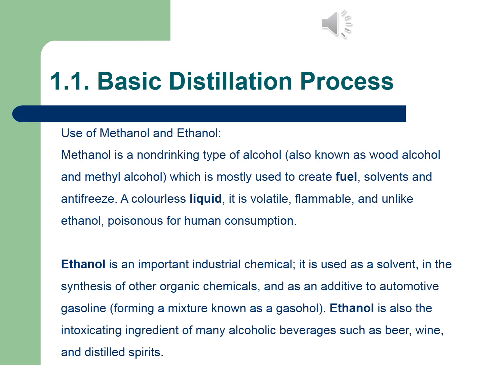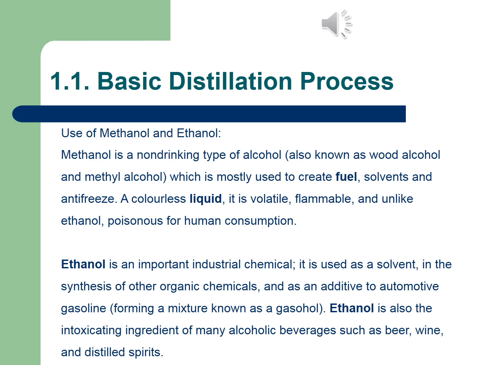So let's just quickly look at what is methanol and what's ethanol and what could be the uses for those two components. So it's easy to get a sugar wash. Eventually, it's just sugar and yeast that will ferment for a certain time, okay? And that is then to produce this methanol and ethanol in that mixture. So eventually, if we look at methanol, it's just a non-drinking type of alcohol, okay, which is mostly used to create fuel, solvents, and antifreeze. So it's a colorless liquid, it's volatile, flammable, and unlike ethanol, poisonous for human consumption.